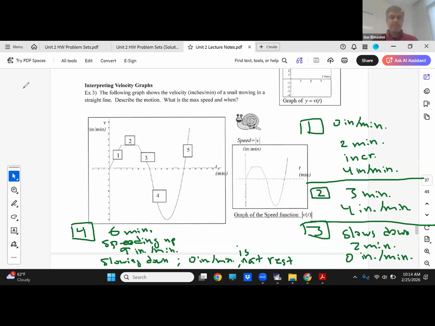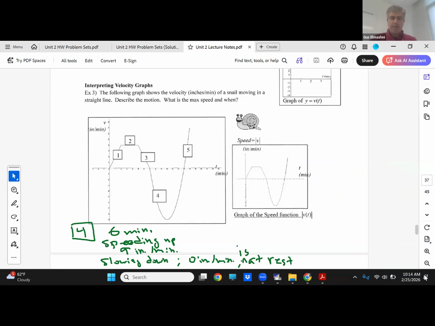All right. Then for 5, what's happening there? It now travels in the original direction, steadily increasing speed. And for what time interval is acceleration positive, and for what time interval is acceleration negative?